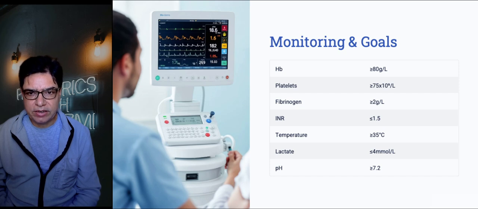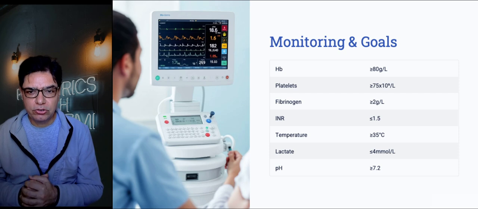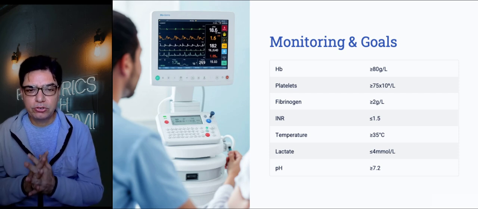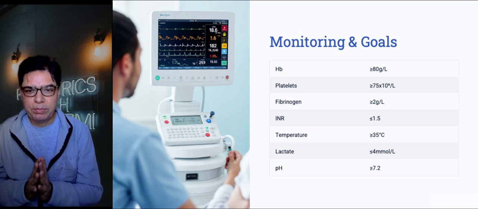The platelets should be at least 75. Fibrinogen level should be more than 2. INR should be less than 1.5. Temperature should be more than or around 35. Lactate should always be less than 4 millimoles. And pH should be around 7.2.